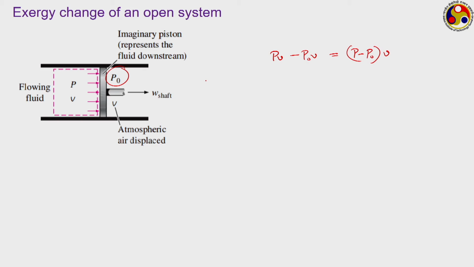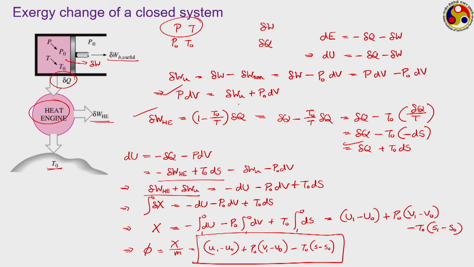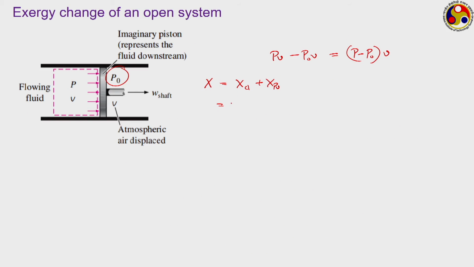So, if we want to calculate the exergy for open system, then what it will be? It will be exergy for the closed system that we have just developed plus exergy corresponding to this PV, equal to exergy for the closed system, the expression that we have developed in this previous slide. Just look at this. So, it is u1 minus u naught plus P naught into V1 minus V naught minus T naught into S1 minus S naught plus P minus P naught into V1 maybe.